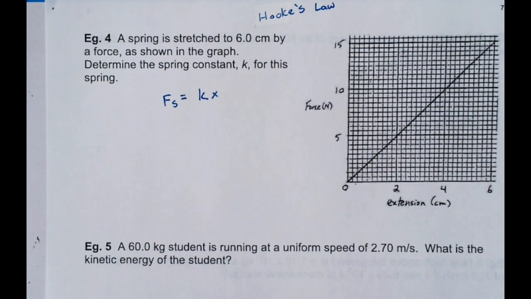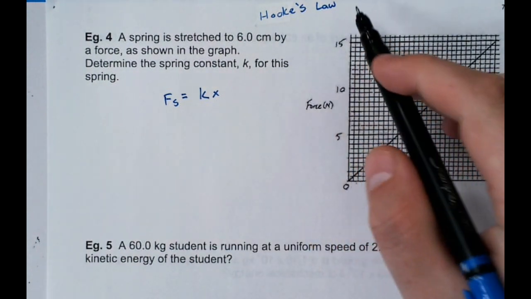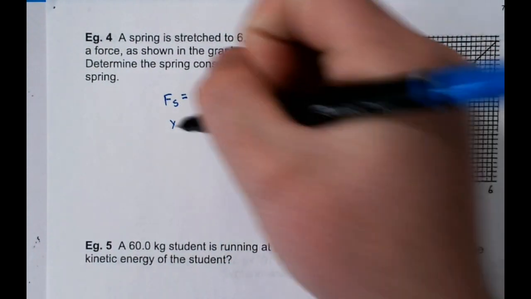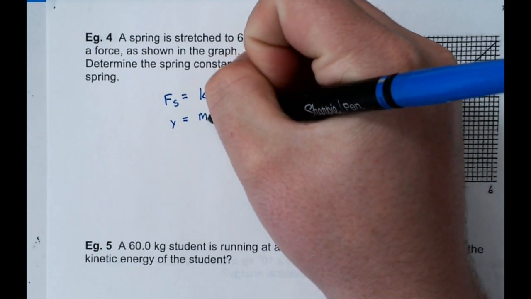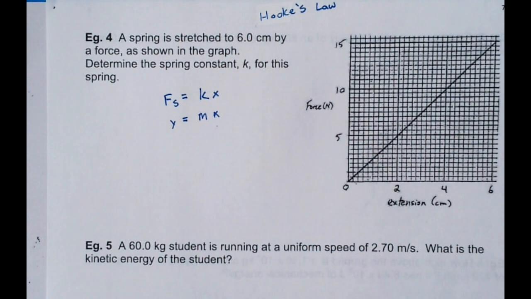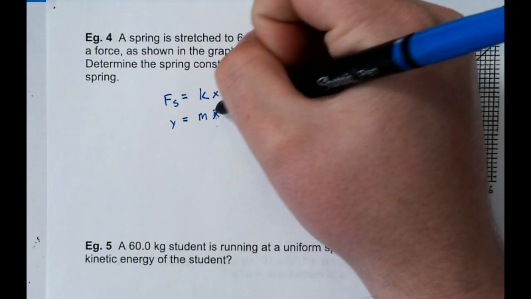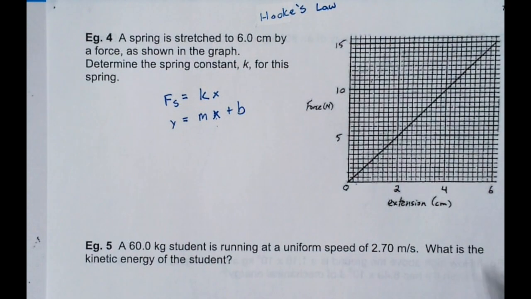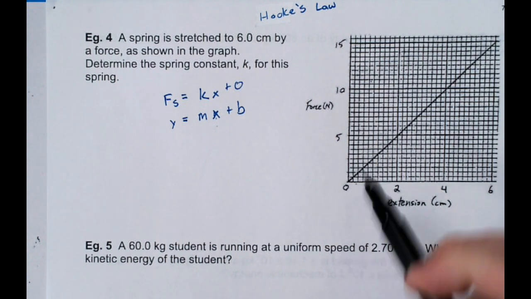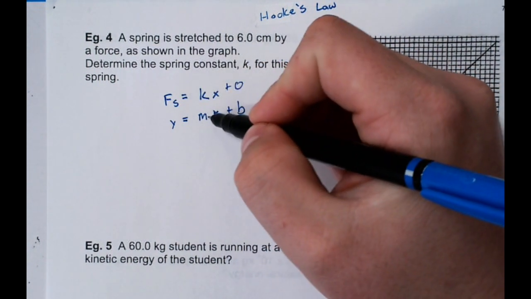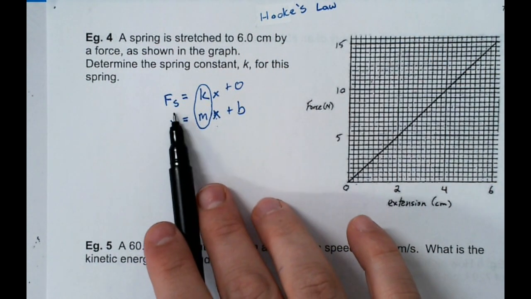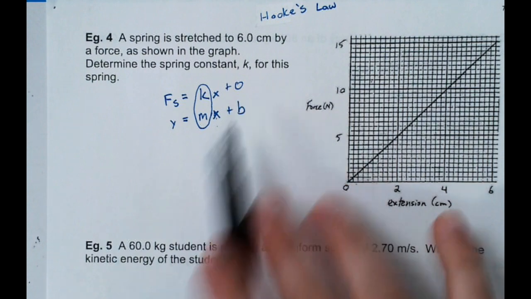So what we're wanting to solve for is K. We have on the y-axis force, and that's equal to m times x, our extension or our displacement, plus b. B is 0. So what this tells us is if we find the slope, we are going to find what is the spring constant. It's in the form y equals mx plus b.